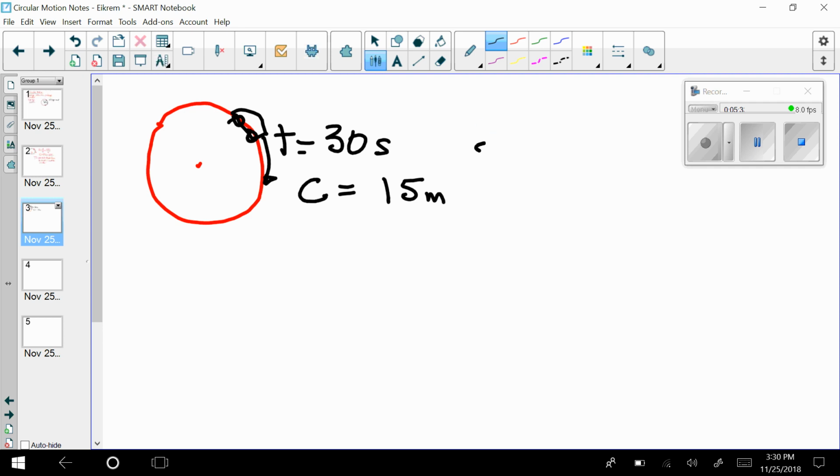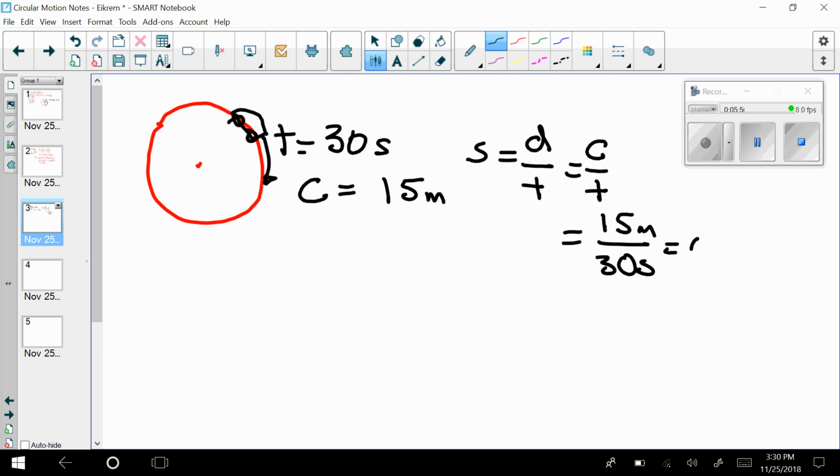So what's the speed? Well, the speed is equal to the distance over the time, or circumference over the time. And that's equal to 15 meters divided by 30 seconds, or 0.5 meters per second. That's the speed. Okay? See how that would work?